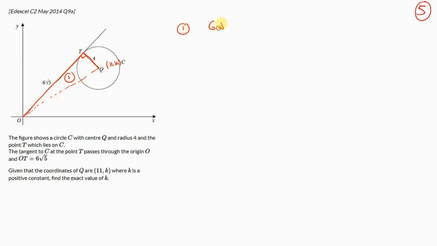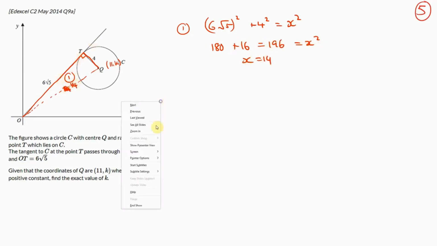Well, I can find the hypotenuse of that by just doing some Pythagoras. And I'm calling that length x. Well, that just expands to 196 when we do that left side, and that's x squared. So therefore I know x is 14.